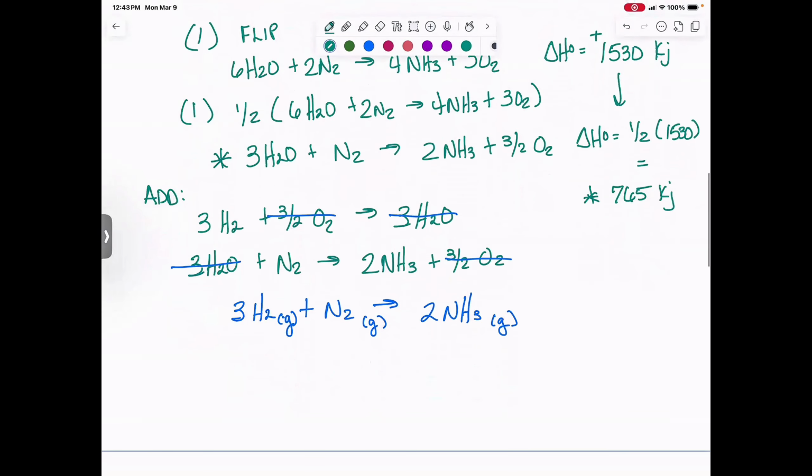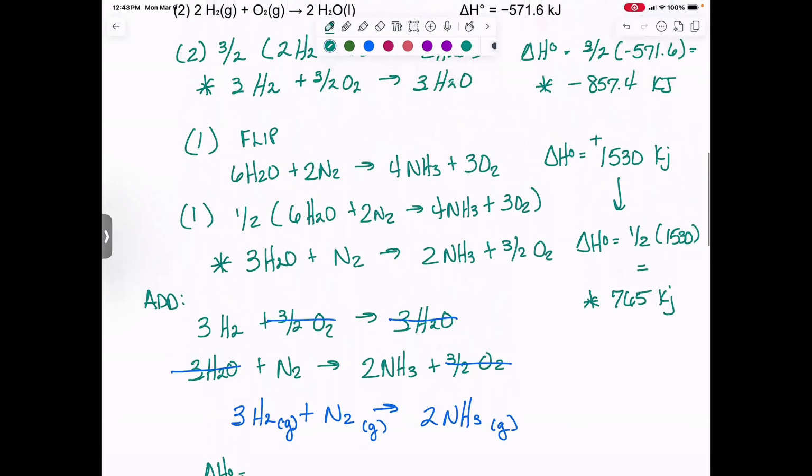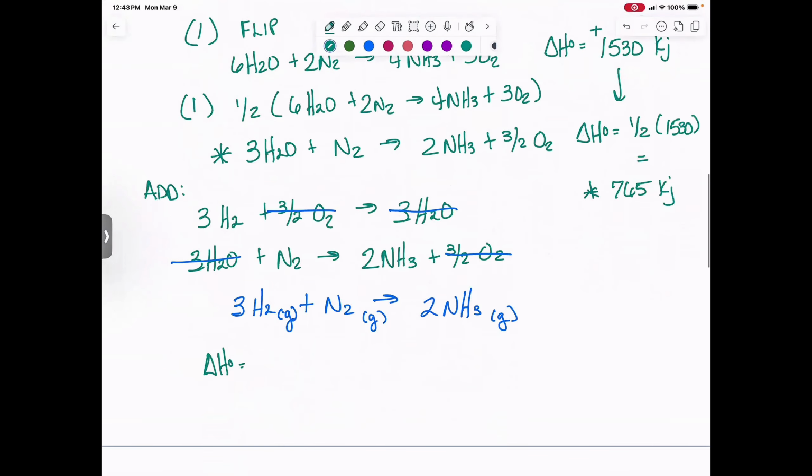So this means we just need to find delta H, which is going to be, I covered that number up, negative 857.4. Sorry, I'm struggling with my handwriting here. 857.4, and we'll add 765. So we're definitely going to be a little bit negative. I'm just going over to the TI: negative 92.4. That's our final answer on delta H.